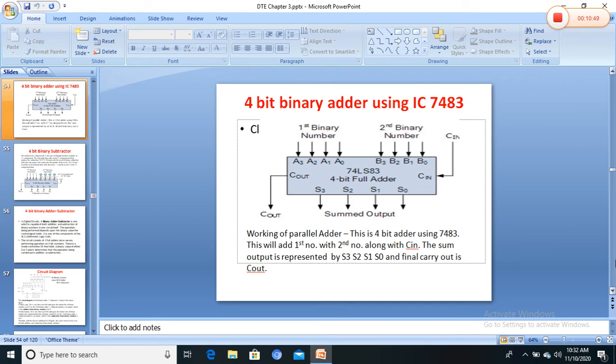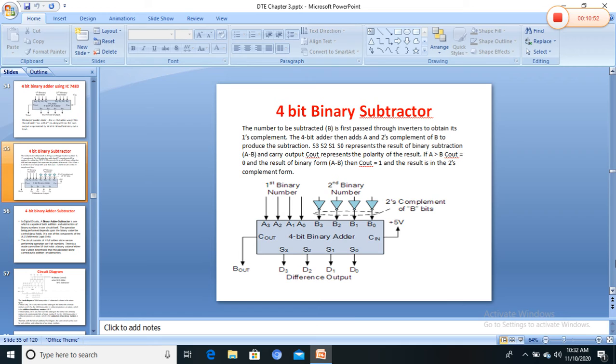Next, this is a 4-bit binary subtractor. For the second number B, we take the 2's complement and add it to the first number, and we get the result at the sum output S0, S1, S2, S3 as the difference output, and the borrow output. Here the Bin, that is the carry input Cin, is connected as a third input to plus VCC.